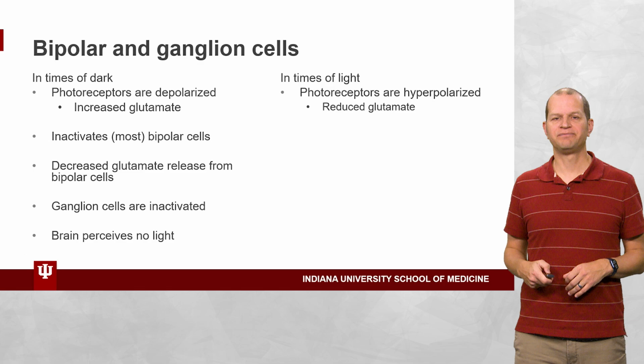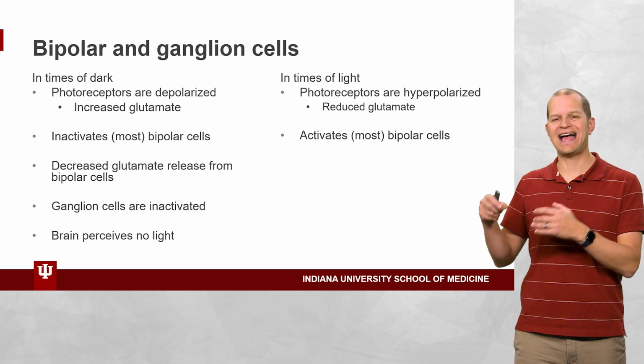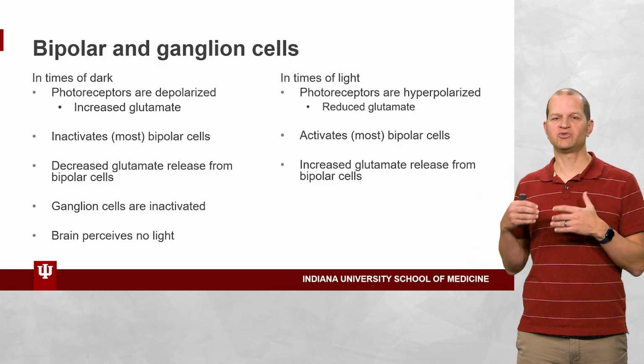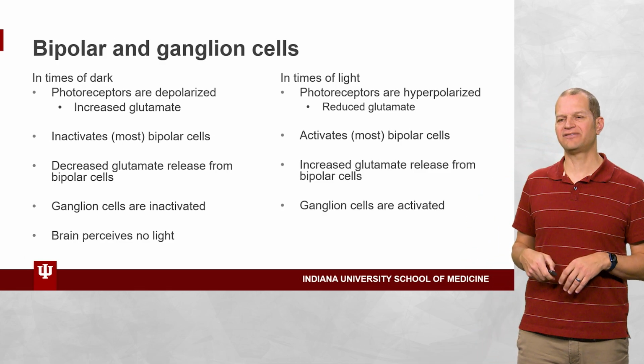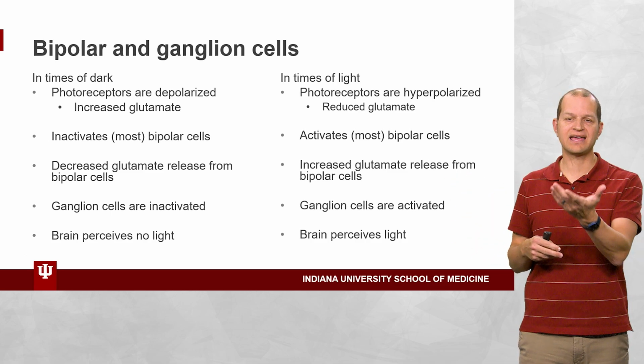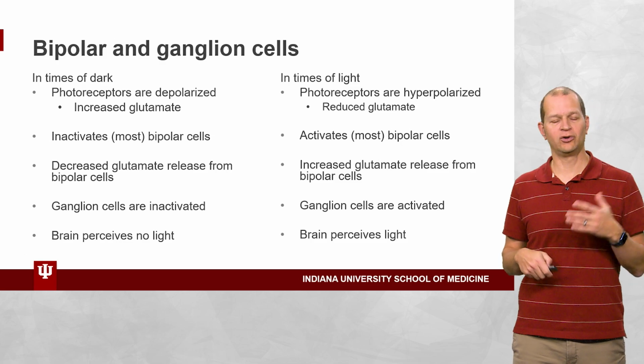So when it's light, photoreceptors are hyperpolarized. They release less glutamate. This activates most bipolar cells. As a result, those bipolar cells release glutamate. This glutamate activates ganglion cells, sends a signal along the optic nerve, and your brain goes, hey, I see a computer screen, or I see my orange water bottle, or whatever it is I see.